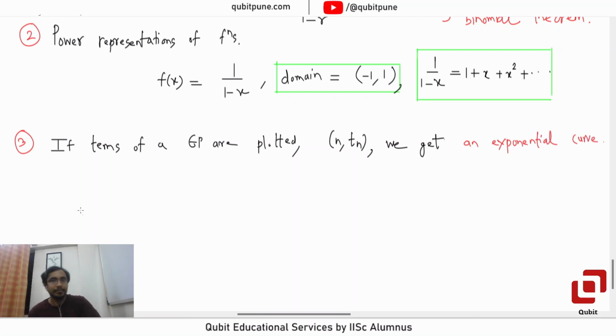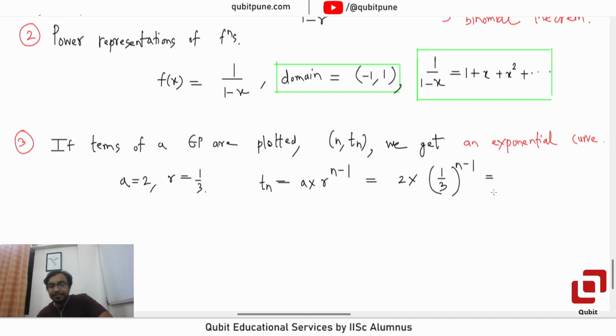Look, how will we get it? Let's again take our example: a equal to 2, r equal to 1 upon 3. What is Tn? a into r raised to n minus 1. So it will be 2 into 1 upon 3 raised to n minus 1. I can modify this as 2 into 3 raised to negative n plus 1, right? So I can say 6 into 3 raised to negative n.